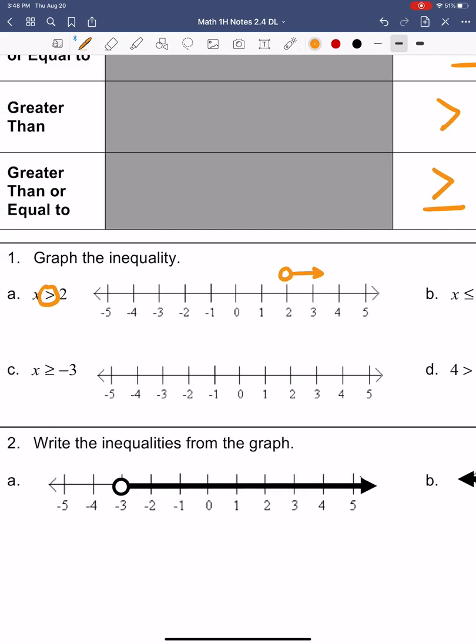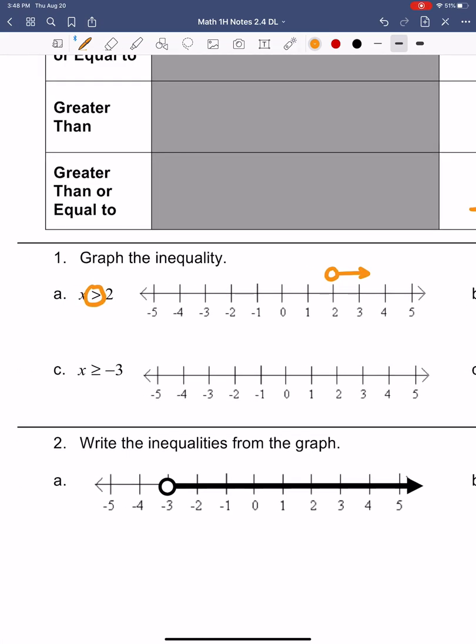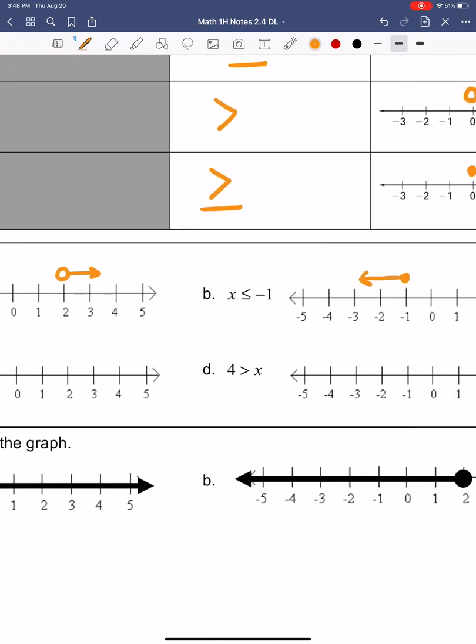We'll keep moving here. We've got x is greater than or equal to -3. So again, it's got the or equal to bar, so it's going to be a closed circle at -3. And we want numbers that are greater than that. So that would be all the positive numbers. So I want to point towards the positive numbers here. And then I'll slide over to letter D.